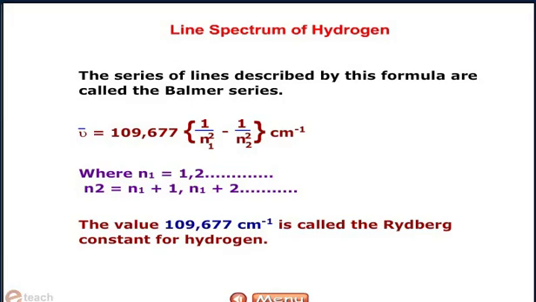The series of lines described by this formula are called the Balmer series, where n1 equals 1, 2 and so on, and n2 takes the values n1 plus 1, n1 plus 2 and so on. The value 109677 centimeter inverse is called the Rydberg's constant for hydrogen.